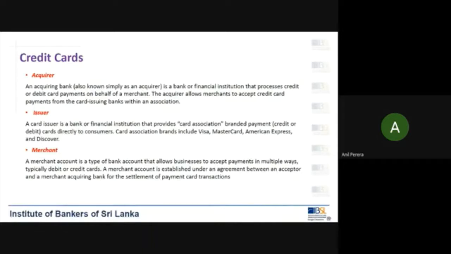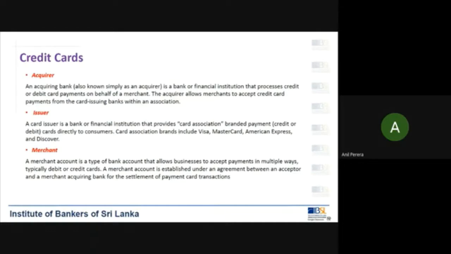The issuer is basically the card issuer. It's a bank or a financial institution that provides a card association branded payment. The card associations are a few associations in the world, like Visa, MasterCard, Amex, American Express, Discover. These are the brand names. They are the associations, the networks of these card owners. With the joining of these associations, the issuers will issue the credit card. Issuer means simply your bank. You are working with Bank A. Bank A would issue a credit card in conjunction with the card association. So that's the issuer's role.